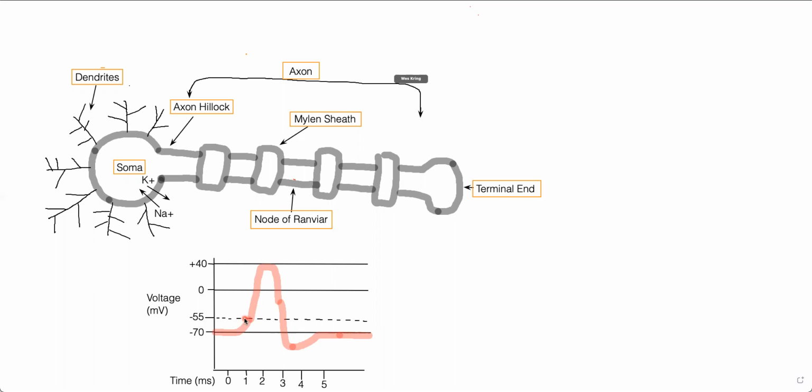When threshold is reached, a large number of sodium channels open over here, allowing positively charged sodium ions into the cell. This will cause massive depolarization as membrane potential reaches zero and then becomes positive, up to this +40. This is known as the rising phase of the action potential. The influx of positive ions creates the electrical signal known as the action potential, which then travels down the neuron and the axon of the neuron.